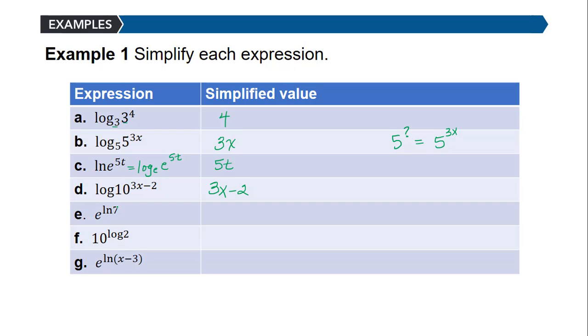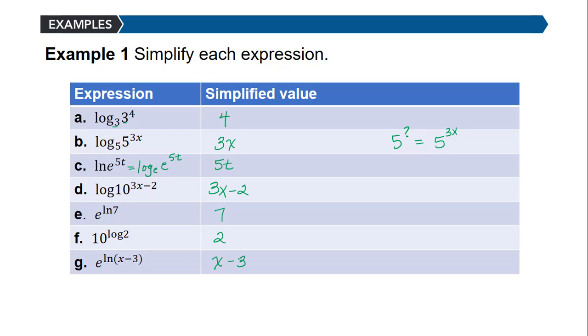e to the natural log of 7 is just 7. Right, because natural log of 7 means what is the power of e that gives me 7? Now I'm going to raise e to that power, and that will just give me 7. 10 to the log 2 is just 2. e to the natural log of x minus 3 is just x minus 3.